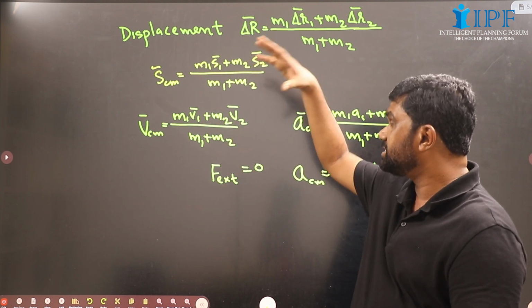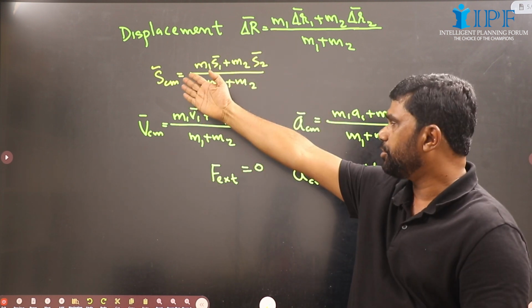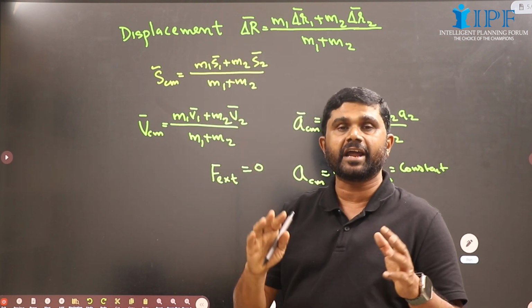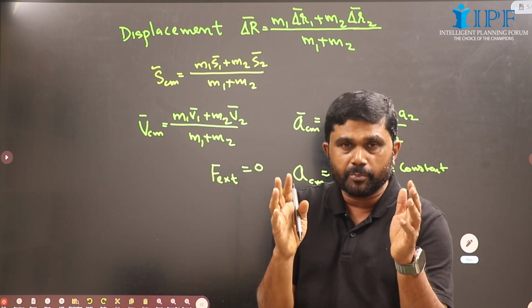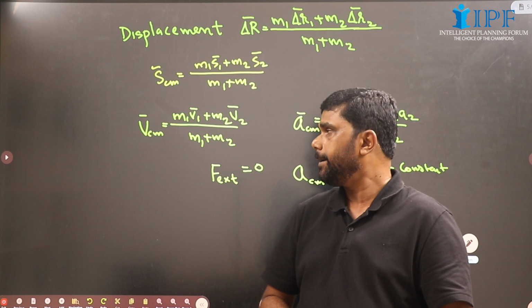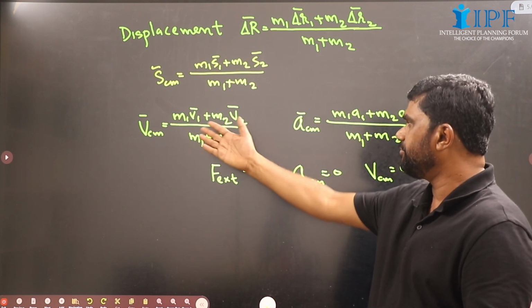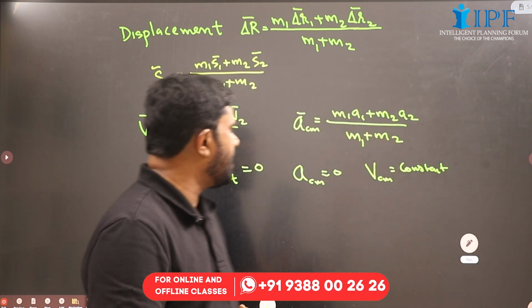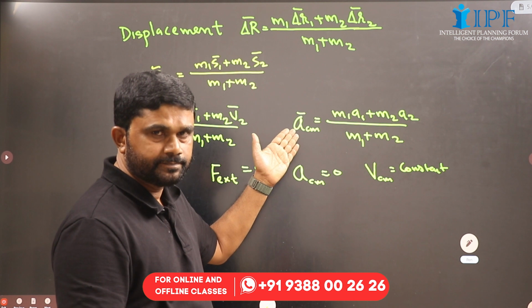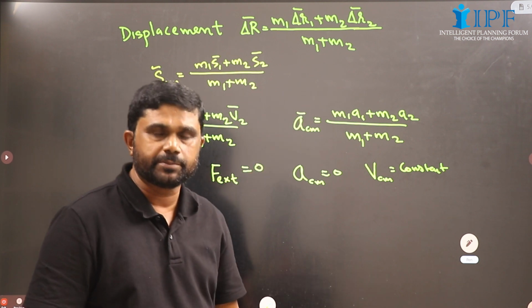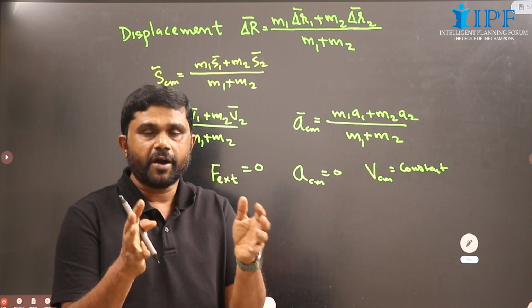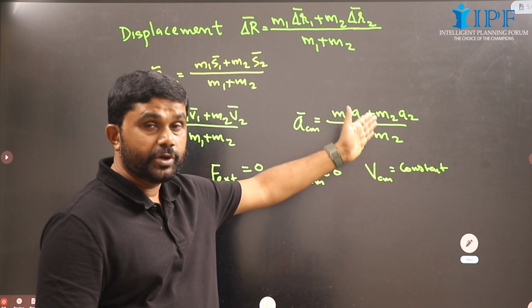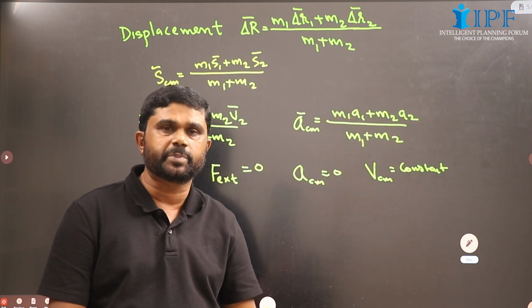Again we get the same beautiful formula. Center of mass displacement equals (m1 s1 + m2 s2)/(m1 + m2). No one can forget this because all the formulae are in the same format. Now the velocity of the center of mass is (m1 v1 + m2 v2)/(m1 + m2). Acceleration of the center of mass also has the same form, (m1 a1 + m2 a2)/(m1 + m2). If there are three particles, you just extend this to three particles: (m1 a1 + m2 a2 + m3 a3)/(m1 + m2 + m3).